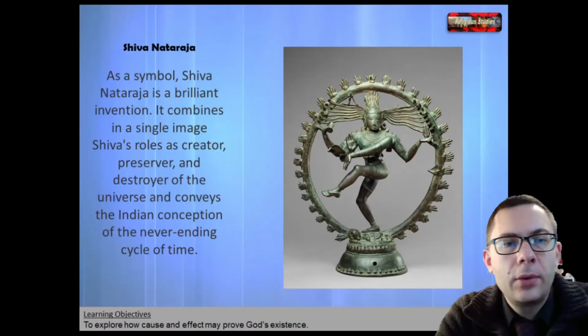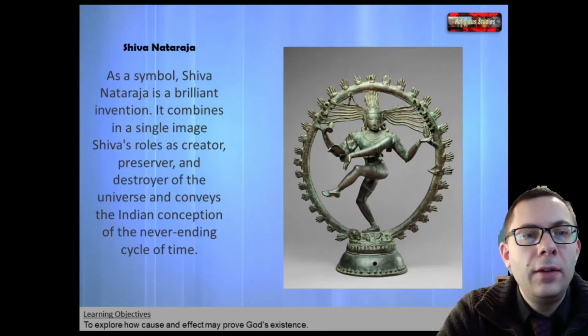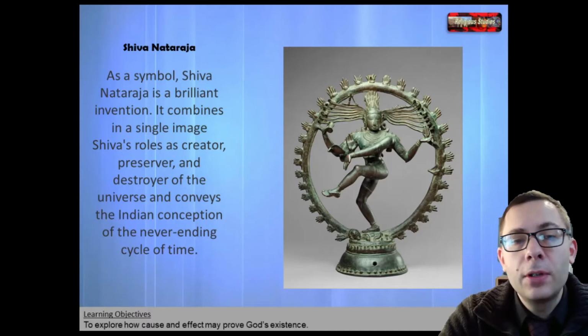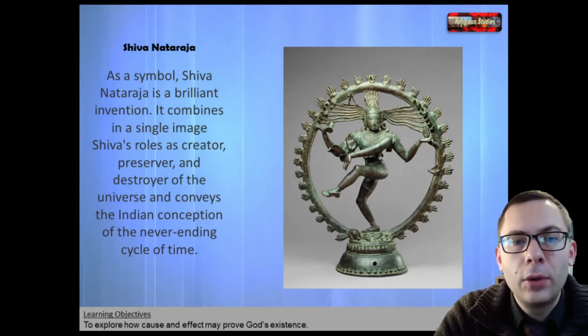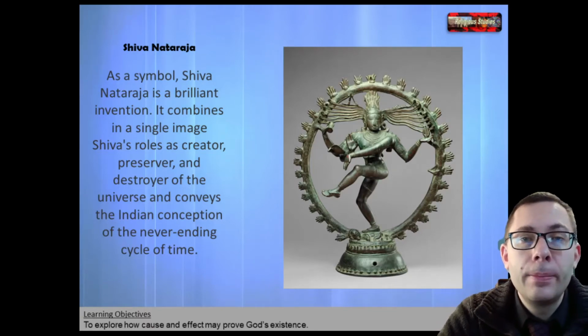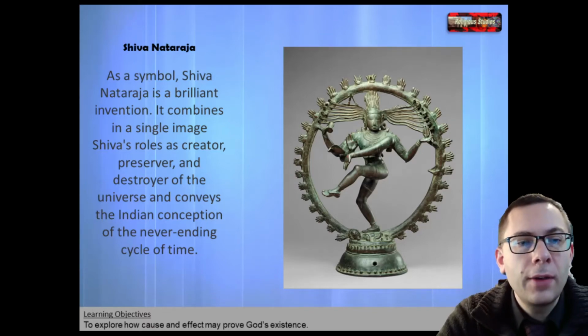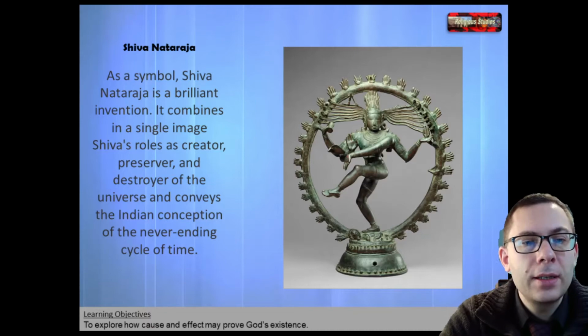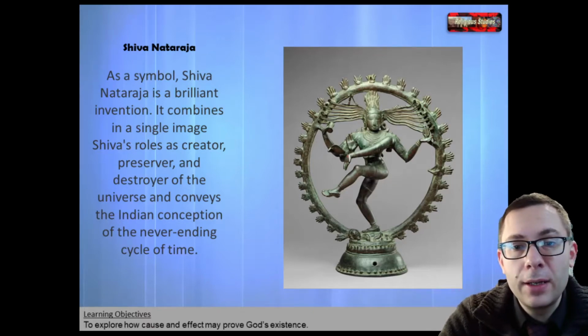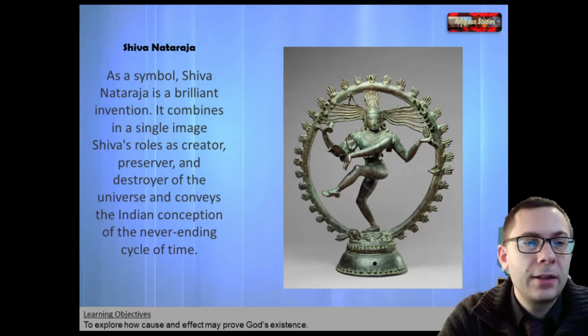Okay, so the next thing I want to do is just to mention the Shiva Nataraja. Apologies if I've mispronounced that. This is a famous Murti, for want of a better term, which is seen often in mandirs. It combines a single image of Shiva's roles as creator, preserver and destroyer of the universe, and contains the Indian concept of never-ending cycle of time. Now, why do I show you that? I show you that because I just think it's useful for you to recognize that in case you see it in other pictures as we go.